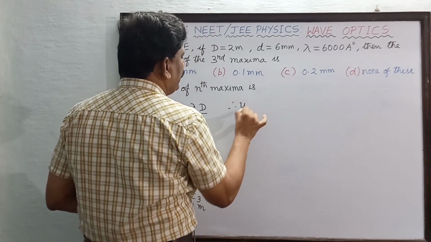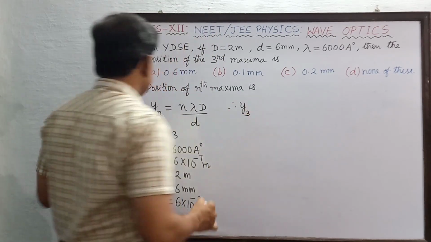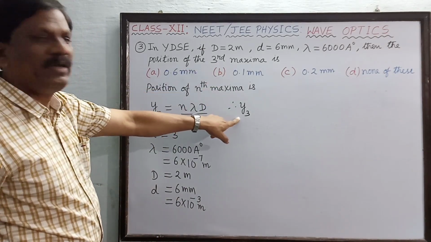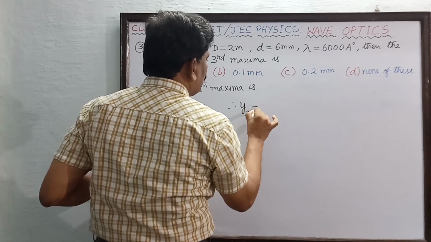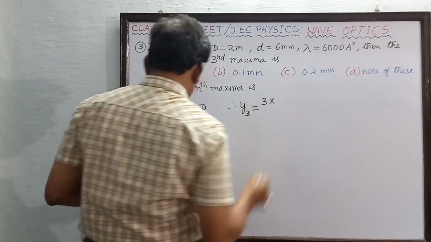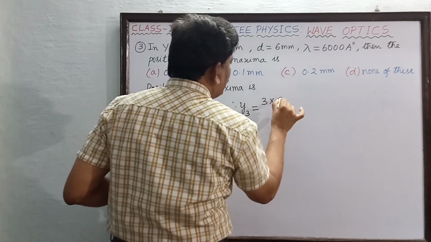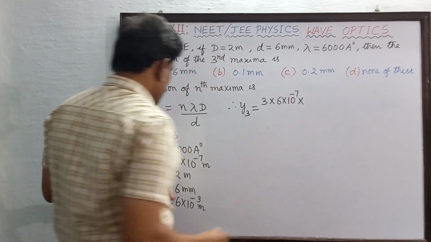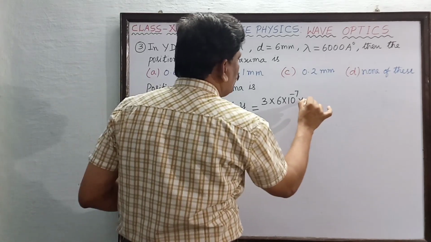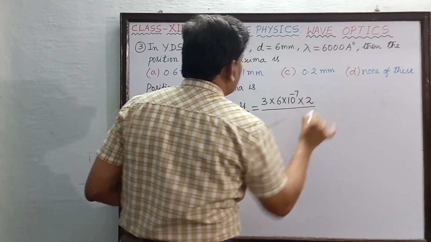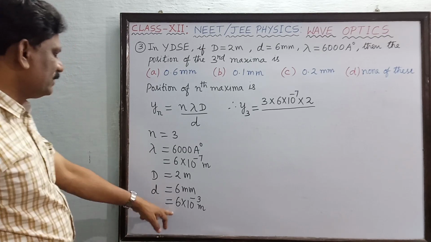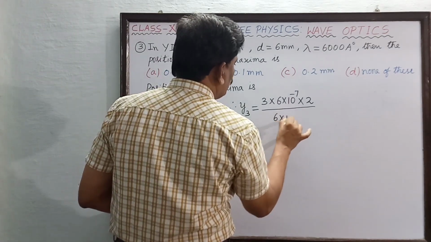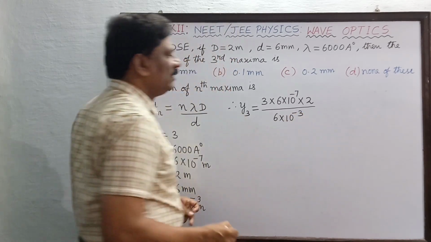Therefore y3, n is equal to 3, isn't it? So the third maxima is denoted by y3. So this is equal to 3 into lambda, which is 6 into 10 power minus 7, into capital D, which is 2 meter, so 2, divided by small d, that is 6 into 10 power minus 3.